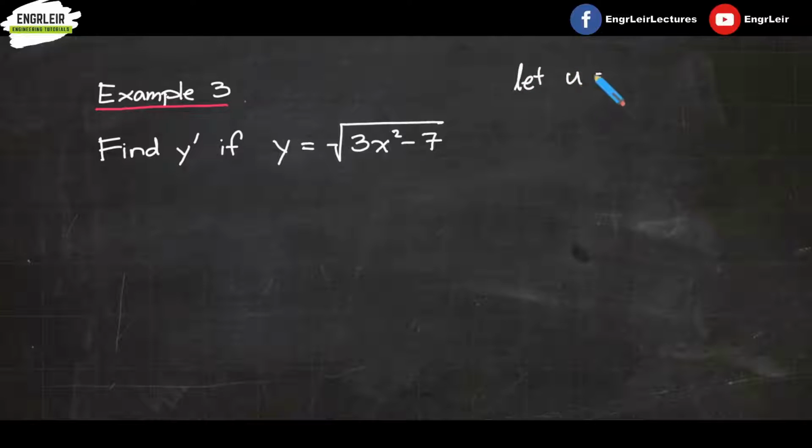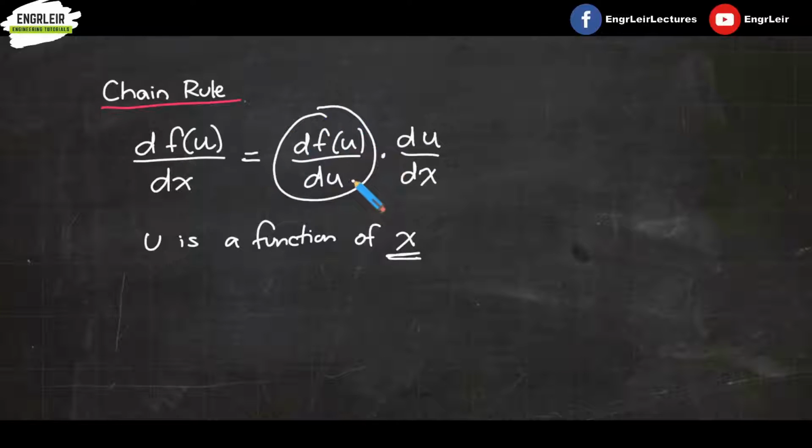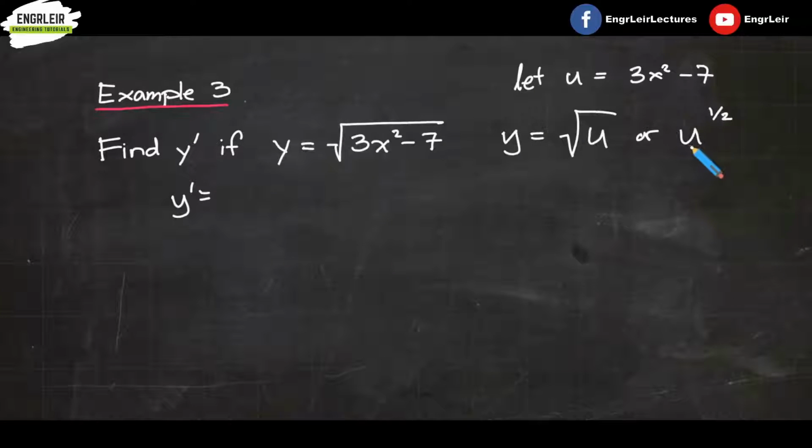So, we let u is equal to 3x squared minus 7. So, if that is our u, it means our function would be y is equal to the square root of u or u raised to 1/2. Okay. So, now we can get the derivative. Again, the first thing we do is get the derivative with respect to u. So, here, the derivative with respect to u, u is now the variable. So, since it is u raised to 1/2, its derivative is 1/2 of u, and then we have 1/2 minus 1. So, y prime is now equal to 1/2.